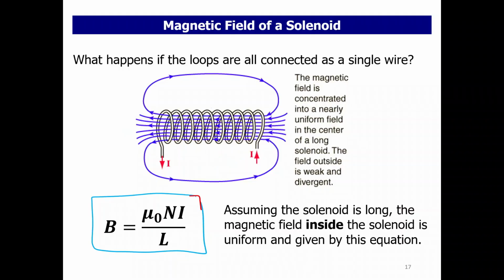So if I want to talk about the strength of this magnetic field at the center, it's uniform, so it's based on mu naught, the permeability of free space, so that's that constant. N is once again our number of loops. So if you were to count up those loops here, this has 1, 2, 3, 4, 5, 6, 7, 8, 9, 10 loops. Okay, so we got 10 loops there.